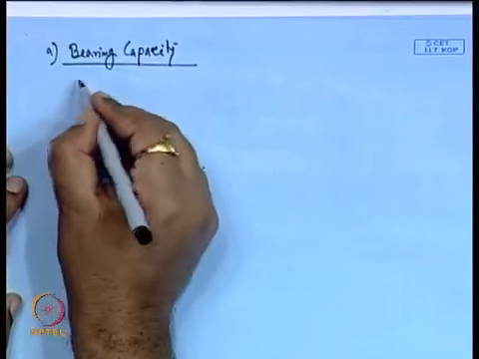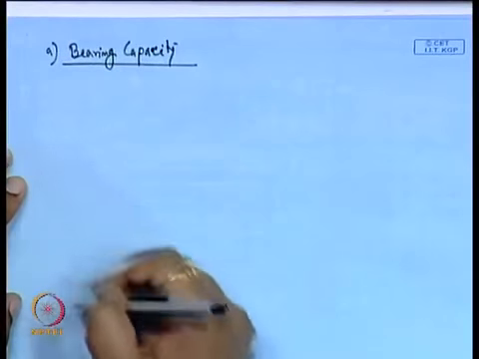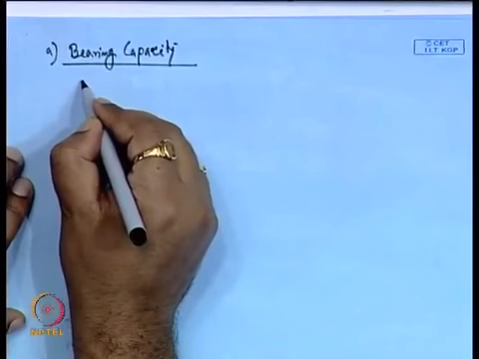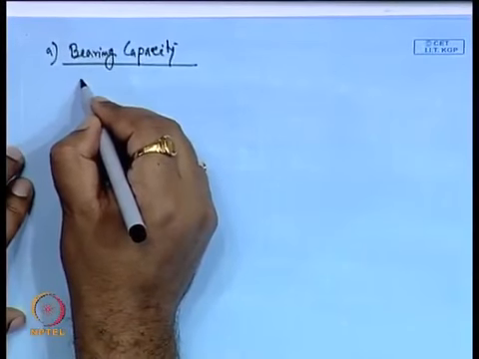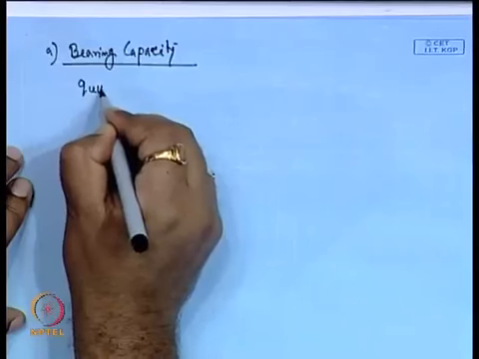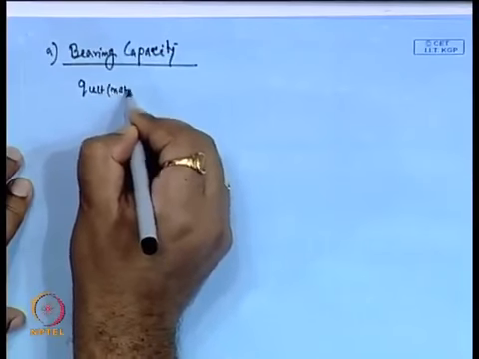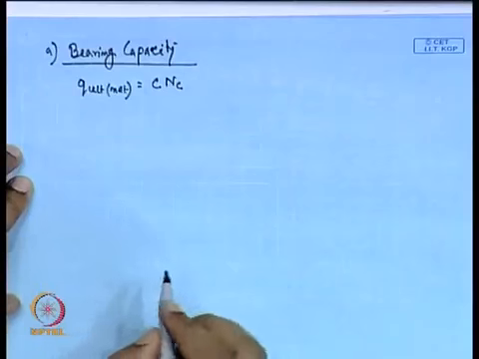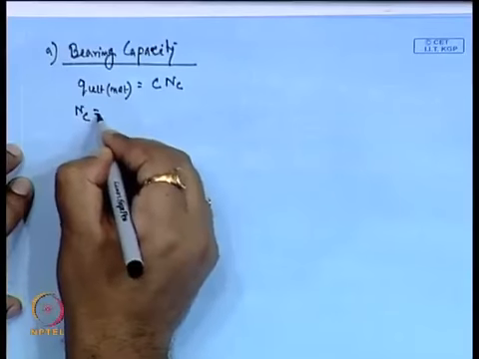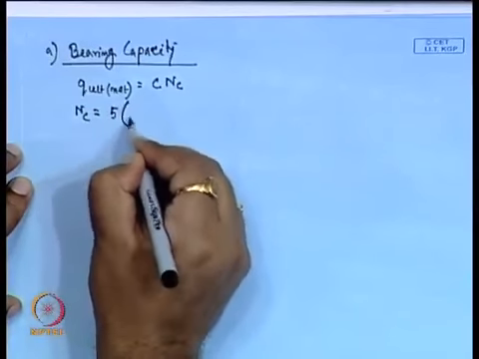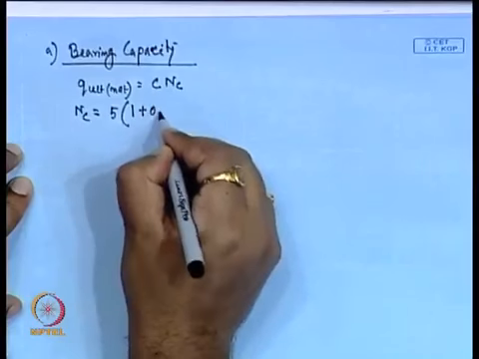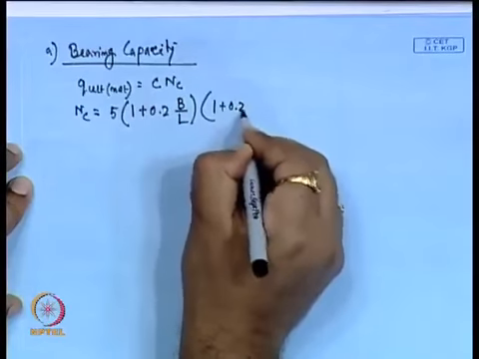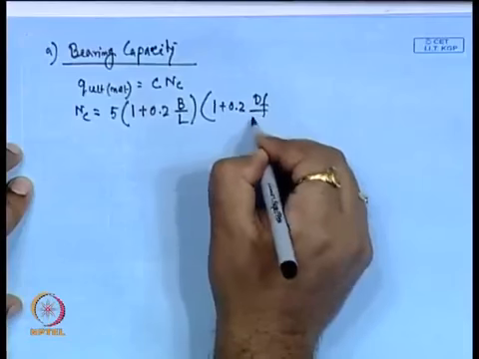Now, here as it is, all the layers are clay soils. So, we will use the Skempton bearing capacity expression. So, that Q ultimate net is C N C. So, here N C value that we will get: 5 into 1 plus 0.2 B by L into 1 plus 0.2 d f by B.